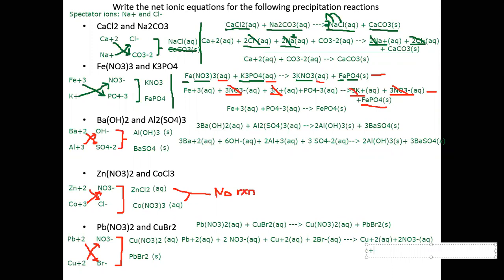Now lead 2 bromide, we don't break apart because it's a solid. Now we look for what's identical on both sides of the reaction. So you see here, two nitrates. So nitrate is a spectator ion. Copper 2 plus, copper 2 plus. Copper 2 plus is a spectator ion, so what we have left is the net ionic equation.